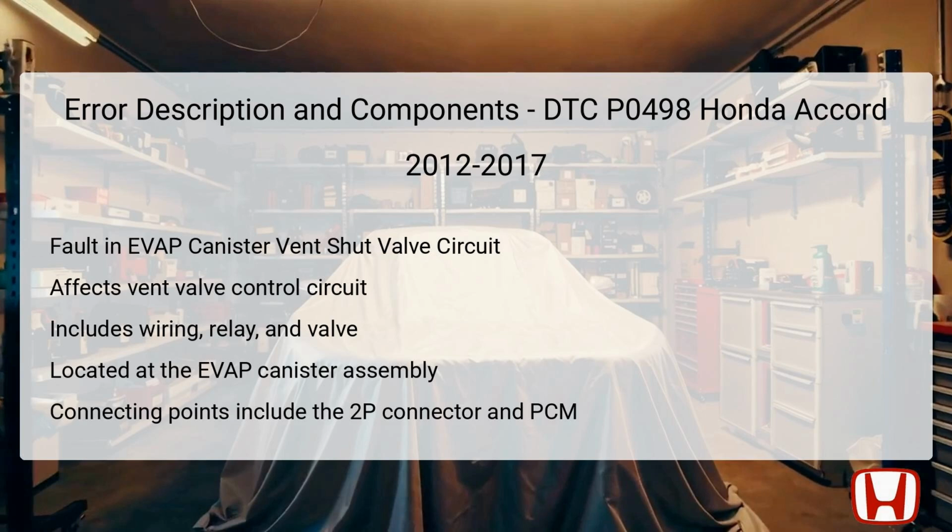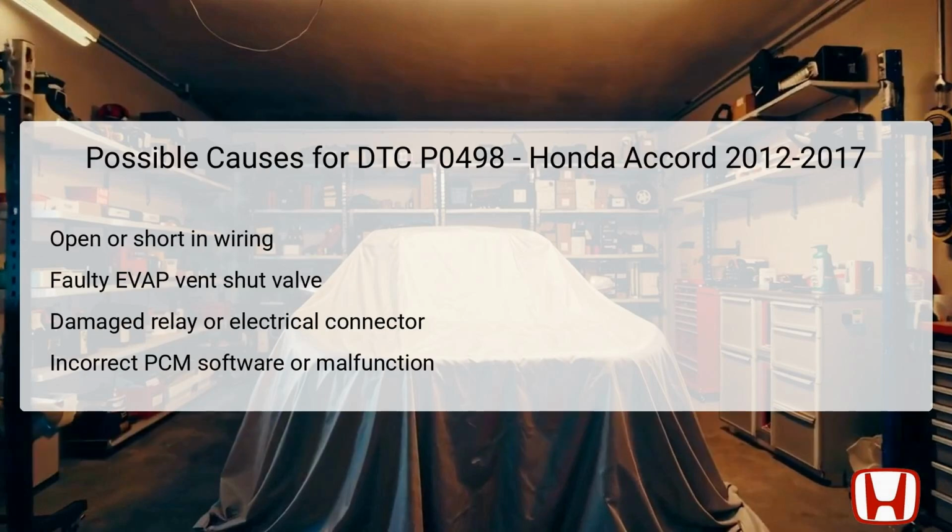The fault is characterized by a mismatch between expected and actual voltage signals from the circuit, leading to the DTC being set. Because the EVAP system manages fuel vapor emissions, faults here may trigger check engine lights and impact vehicle emissions compliance. The explicit causes for DTC P0498 include electrical wiring issues such as open circuits or shorts that disrupt voltage signals to or from the EVAP vent shut valve.